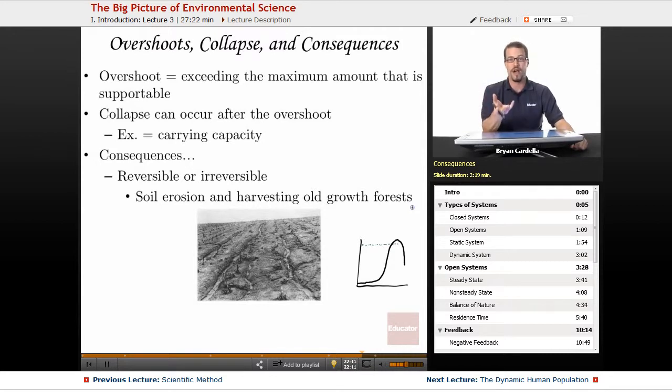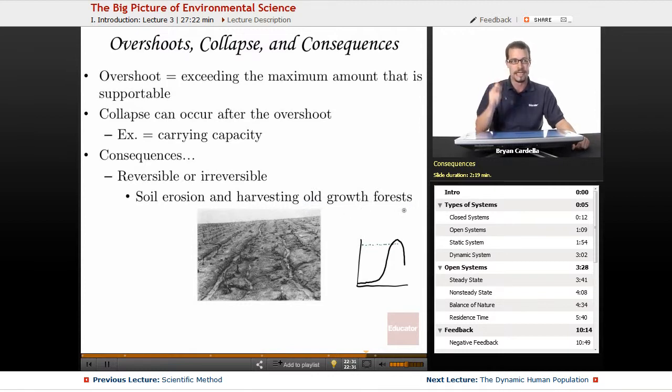And if you plant a crop that's not native to that area, and on top of that you use pesticides and certain chemicals to, you think, benefit the yield, you could permanently damage the soil to the point where nothing can be grown there again. That's an irreversible consequence.